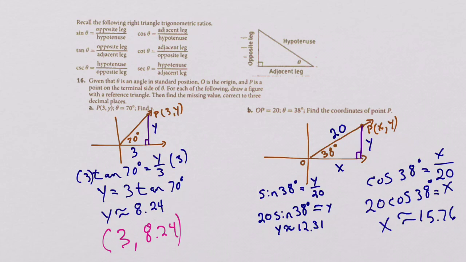Now, it asks us to find a point. If you stop here, this is not a point. Those are just telling me what x and y are approximately. So you need to make sure you write it in point form. So my actual answer is going to be a point that is (15.76, 12.31). And then you are done.